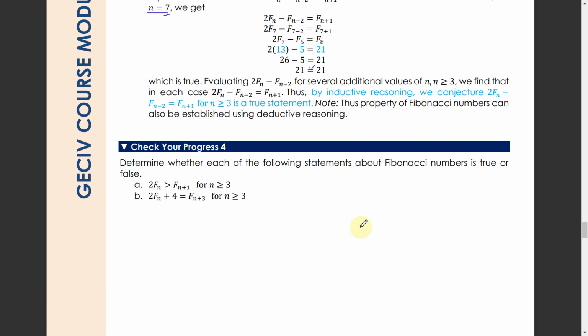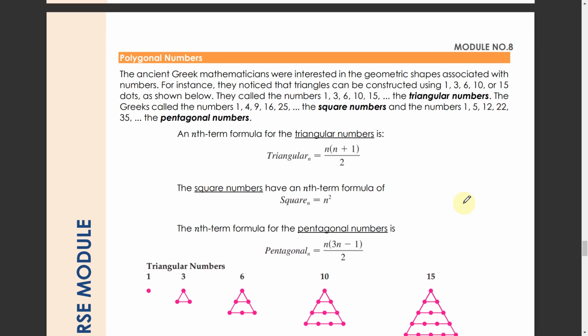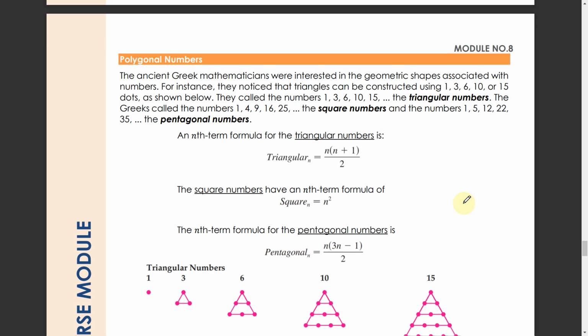So you try this on your own. The same, you have to determine whether these statements are true or false. You may also use inductive reasoning to prove whether these statements are true or false. Okay? So we proceed to the last part of this module, and this is about polygonal numbers.